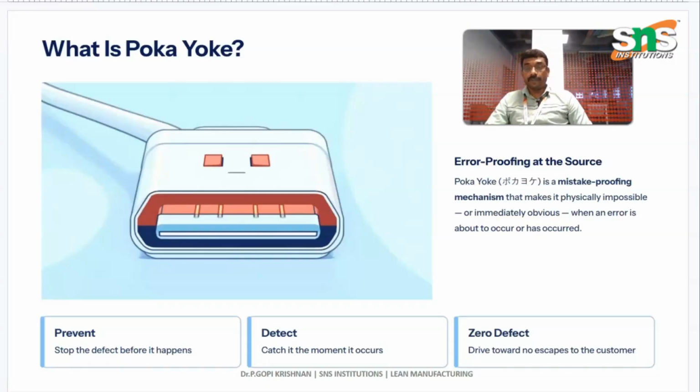That is, for prevent, we have to stop the defect before it happens. For the detect, we have to catch it the moment it occurs, and the zero defect, drive toward no escapes to the customer. This is all about the basic idea of the Poka-Yoke principle.